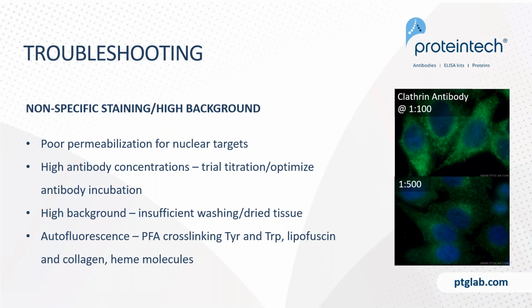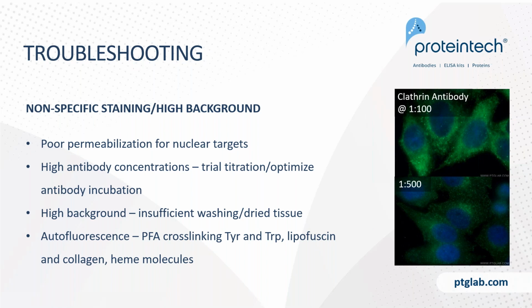High background can also occur due to insufficient washing because you haven't removed all the unbound antibody in the sample. And also when performing immuno, it's really important not to let your tissue dry out between washes and incubations, as the dehydration caused by this can also cause high background.